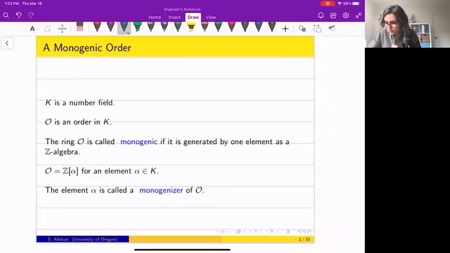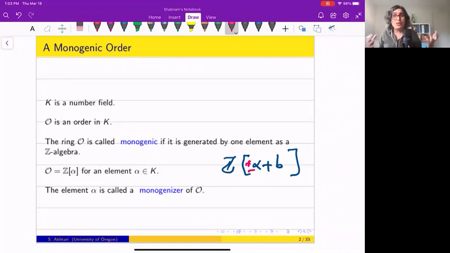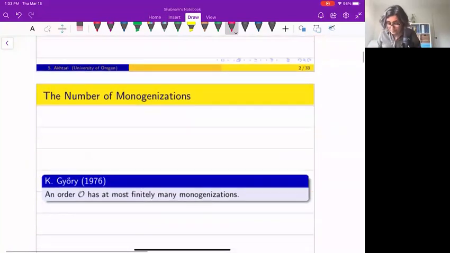So some trivial comments about this. Of course, if the order was generated by element alpha, and I add any rational integer, then that would be another generator. So I'm not looking for that. This way I can have infinitely many generators. And the same thing with the sign, plus or minus. So I'm not worried about that. I'm looking for non-trivial generators of the same order.